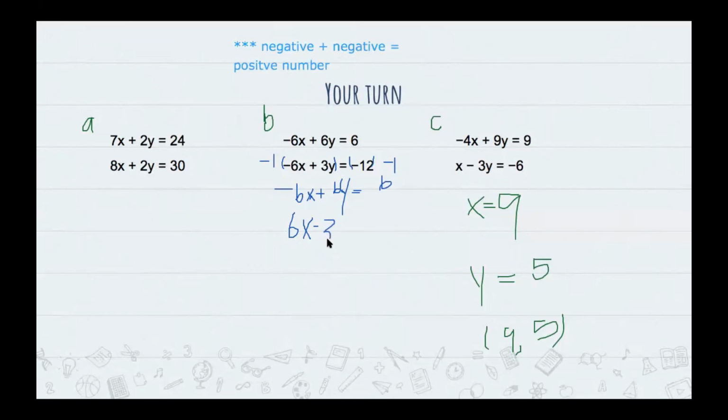-3, you're missing something. -1 times positive 3y, yep. And then finally, -12 times -1. So now you have your two equations. We can solve them now, right?